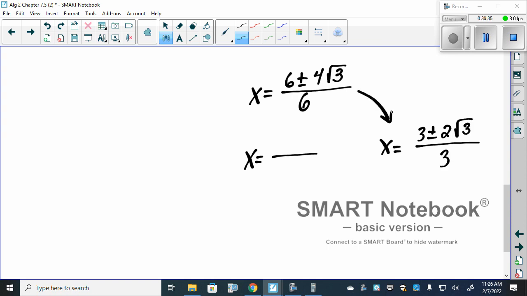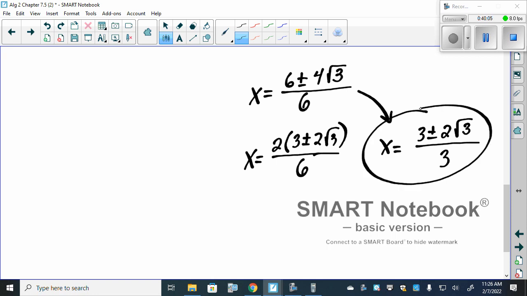And that's one way to jump to it. Now we can do that kind of method as long as all three numbers have the same divisors, have the same number in common. But really what we did to jump to there is, I factored a 2 out of the numerator, which leaves us with 3 plus or minus 2 square root of 3 over 6. Well, 2 over 6 reduces to 1 over 3. We don't have to write the 1 in the numerator, which gives us this here.